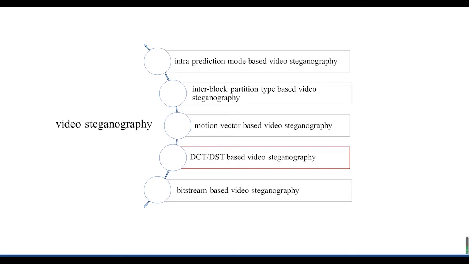According to the hiding location of secret data, video steganography can be classified into 5 categories. They are inter-prediction mode-based video steganography, inter-block partition type-based video steganography, motion vector-based video steganography, DCT DST-based video steganography, and bit stream-based video steganography. Among them, DCT-DST-based video steganography is a common category, and it is also our Steganalysis focus.